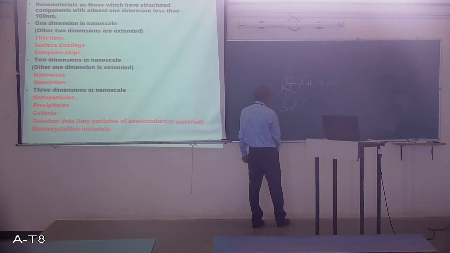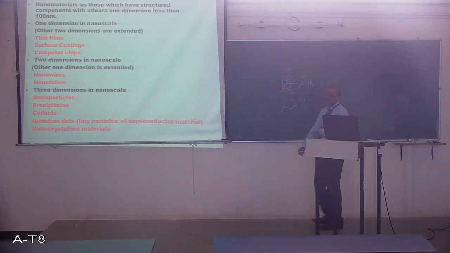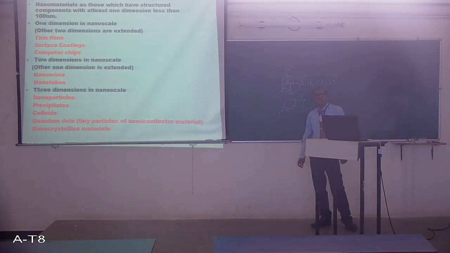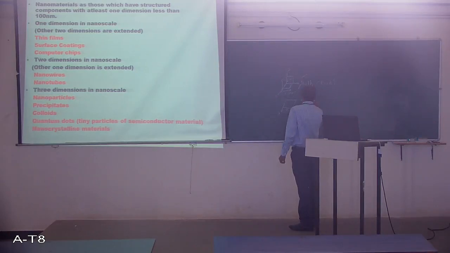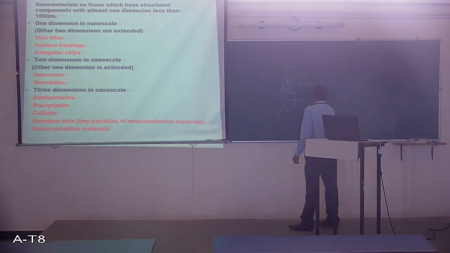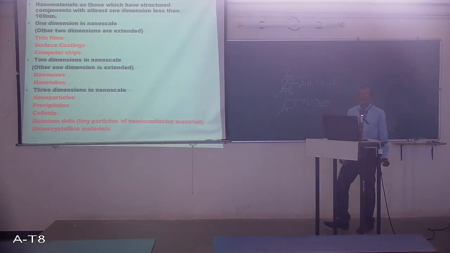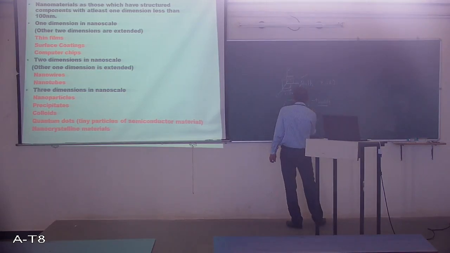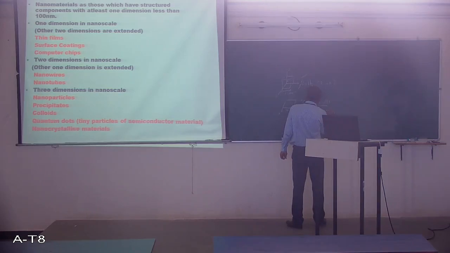Length is represented as A, breadth is represented as B, but here the height, as compared to the length and breadth, is very, very small, of the order of 10 to the power of minus 9. That is suppressed along the z coordinate. Such type of material we call a quantum well or thin film.